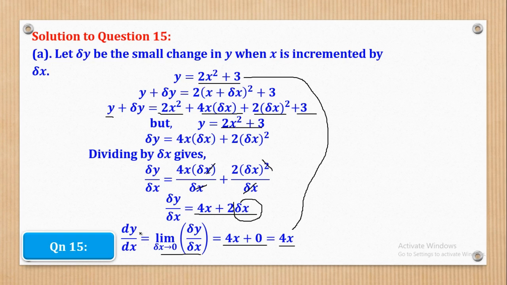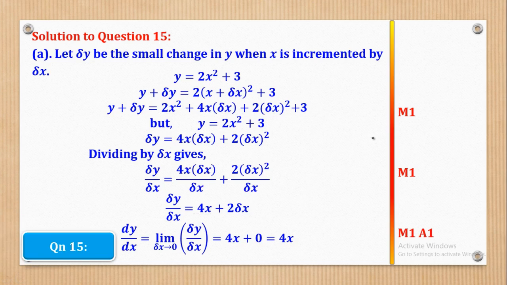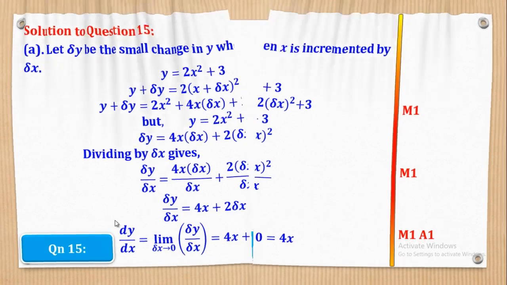So now let's see how marking can be done. The first mark here is for this part, and this one is for division. This one is for the substitution of the limit of small change in x tends to 0, and this one is for the output, which is 4x, and that's what they wanted. So basically, that's how the 4 marks can be got.